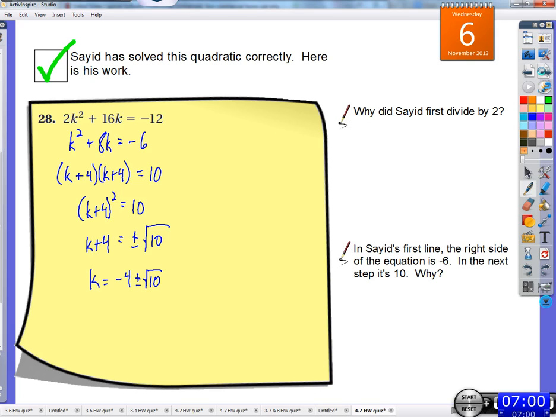All right. So Saeed, genius that he is, decides to divide by two. Don't say anything out loud. Write it down. Why did he divide by two?